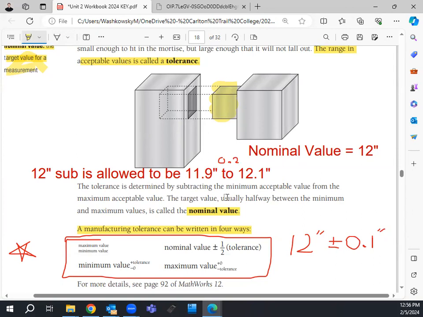The target value is usually halfway between the minimum, 11.9, and the maximum, 12.1. So it's usually halfway. That's why you've seen here I've divided the tolerance by a half, because the tolerance is that 0.2 figure, right? It's the range from 11.9 to 12.1.